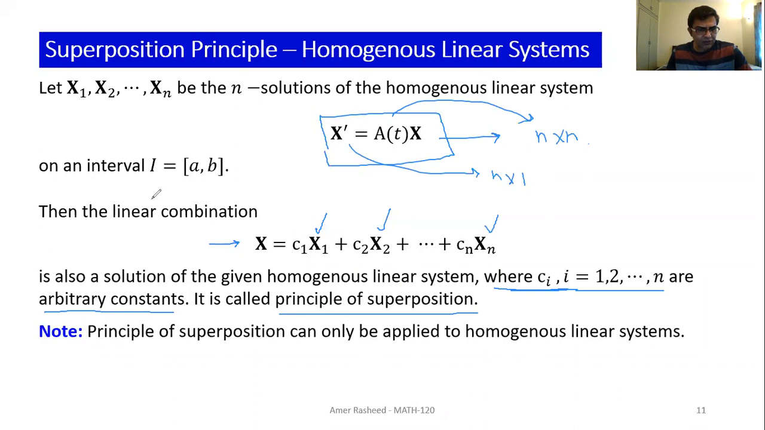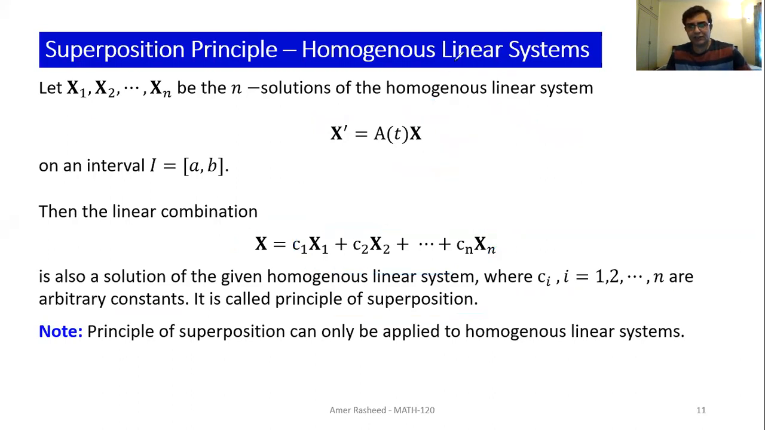Is there any other question? Let me check. No. So I repeat here, what is the superposition principle? If a system of n first order linear homogeneous equations has n solutions, then a linear combination of those n solutions is another solution. This is called the superposition principle. I hope you get it. If you have any further question, let me check the chat window.